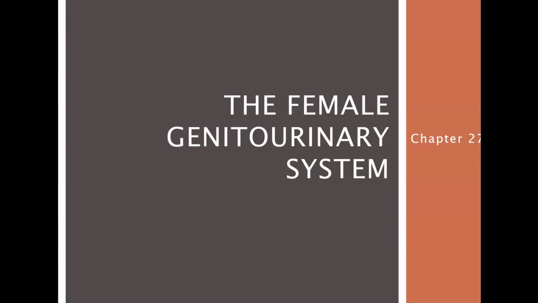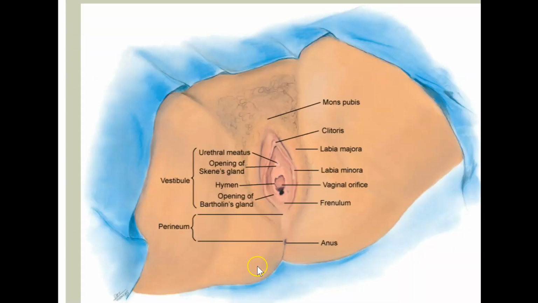And now we'll start on your chapter 27. Chapter 27, I'm sorry, will be the female genitourinary system. So we'll start with that one. Looking at the structure and the function, you have the external genitalia, which is the vulva.